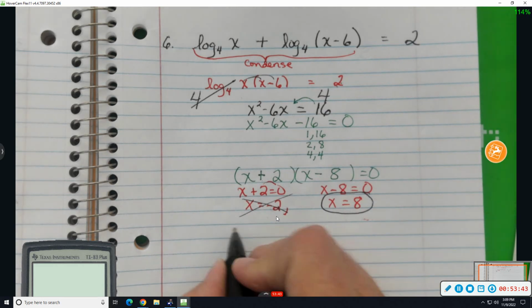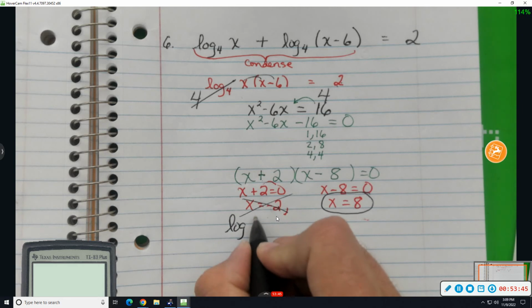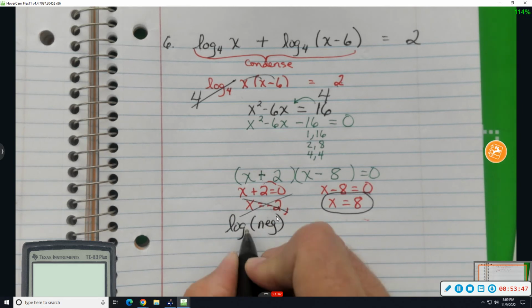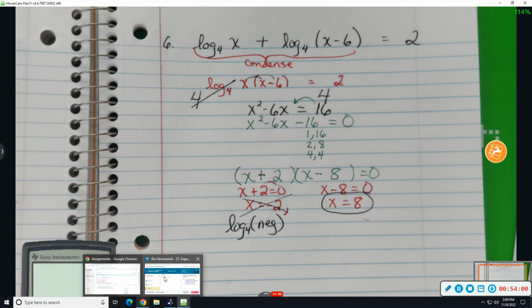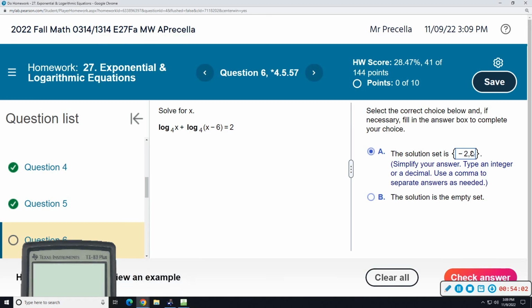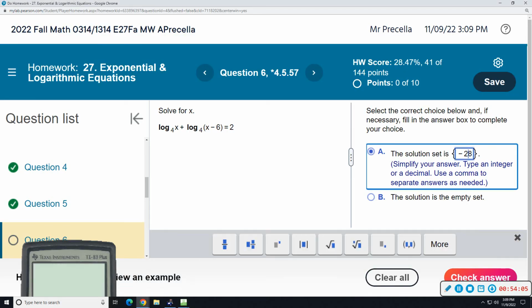Now, why are we knocking that out? Because you can't have the log of a negative number. If I try to punch in log negative, that's when it gives me that error screen, non-real answer. Okay? So all of these will have answers, but you might have to knock out one of them. So let me remove the negative 2.